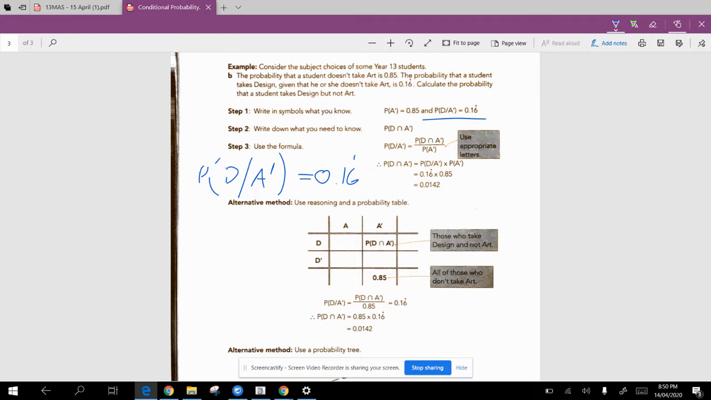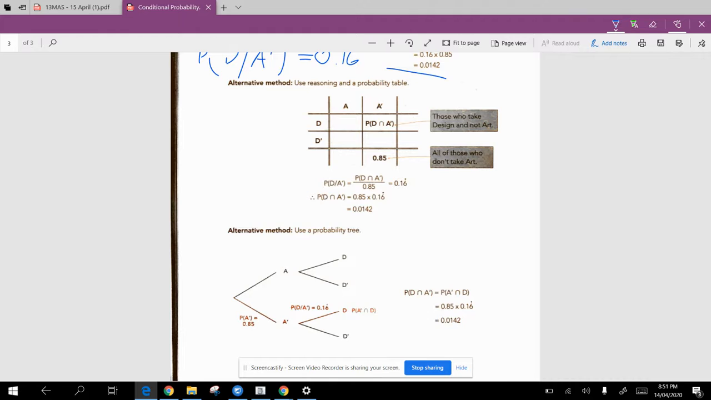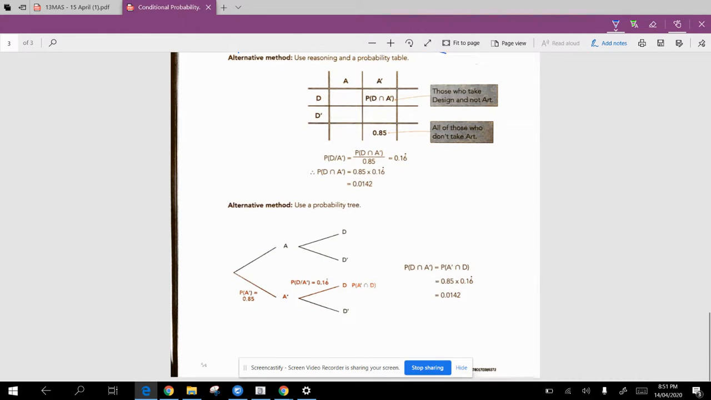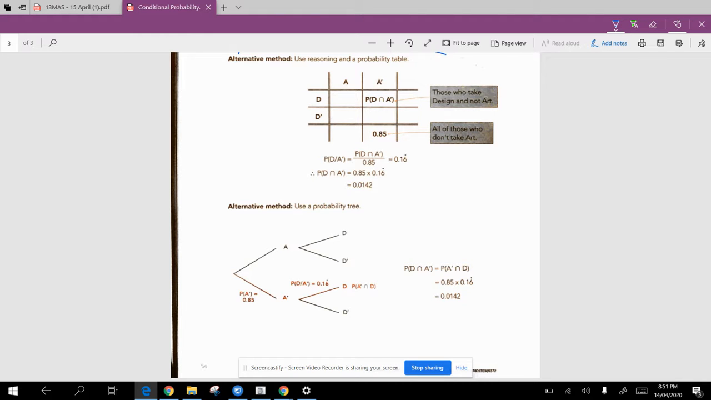So we're asked to find the probability that they take design but not art. So we're looking for the intersection of those two events, the probability that they take design and not art. To rearrange that formula, they've just multiplied by the probability of A dash over there, and that's where they get this formula. And then just work that out as 0.012. And there are some alternate ways there, which you could see if they make sense as well. That's just using the table or probability tree.